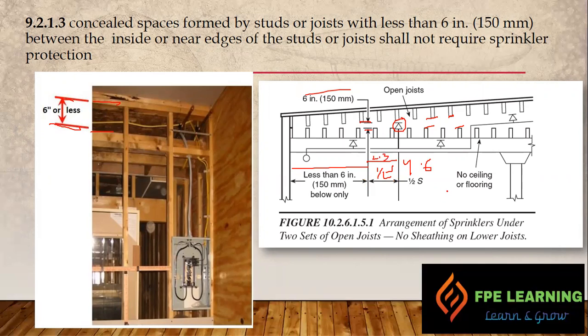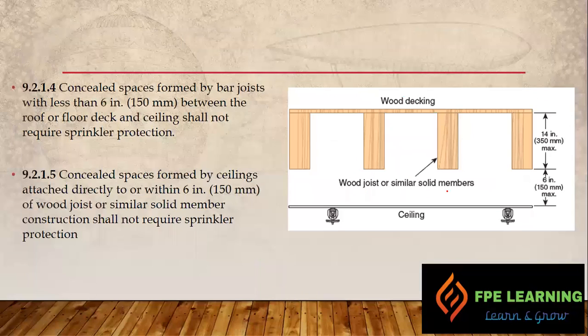Okay, point number 4 talks about concealed space formed by bar joists with less than 6 inches between the roof or floor deck and ceiling shall not require sprinkler protection, right? So this is the ceiling and this is the bar joist, right? And the distance between the bottom of the bar joist and the top of the ceiling is not more than 6 inches, so we don't need a sprinkler system in such case, right?